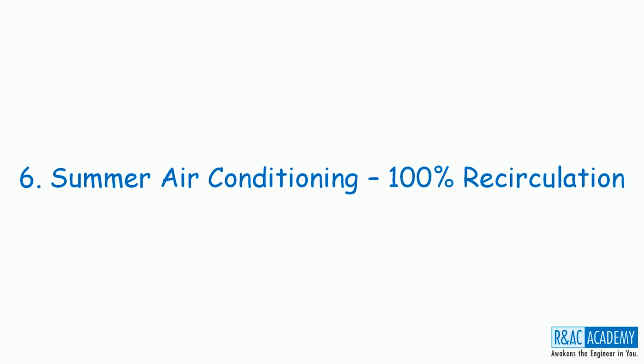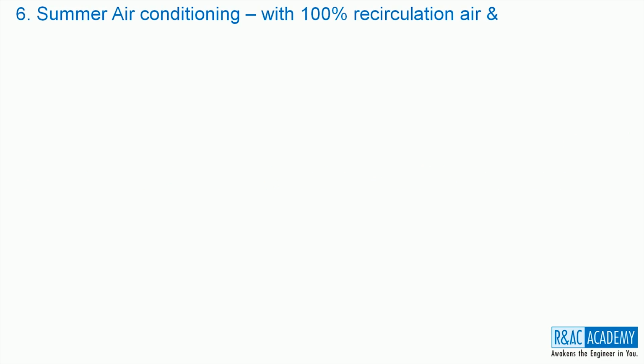This is the 6th lecture in the series of lectures on psychrometry. In this lecture, I will discuss the summer air conditioning system with 100% recirculation air. Let us start with the system that has zero bypass factor.